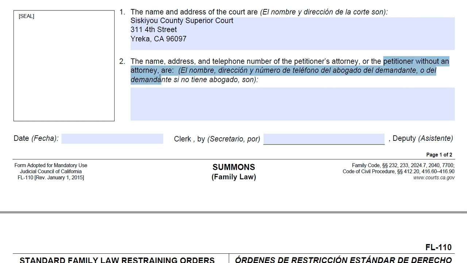Now under number 2, it asks for the name, address, and telephone number of the petitioner's attorney or the petitioner without an attorney. If you are filling this out, I am going to assume that you are a petitioner without an attorney, because if you had an attorney, the attorney would probably be filling this form out. I will also let you know that on every mandatory form, anywhere it asks for the name and address of a party without attorney, 99% of the time it's going to be asking for your name and address. So just keep that in mind. If you see a box and it says name and address, think, oh yeah, that's me. I need to put my name and address.